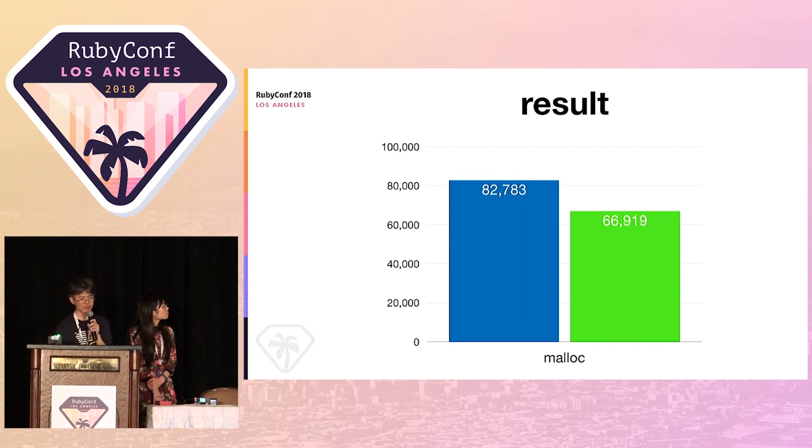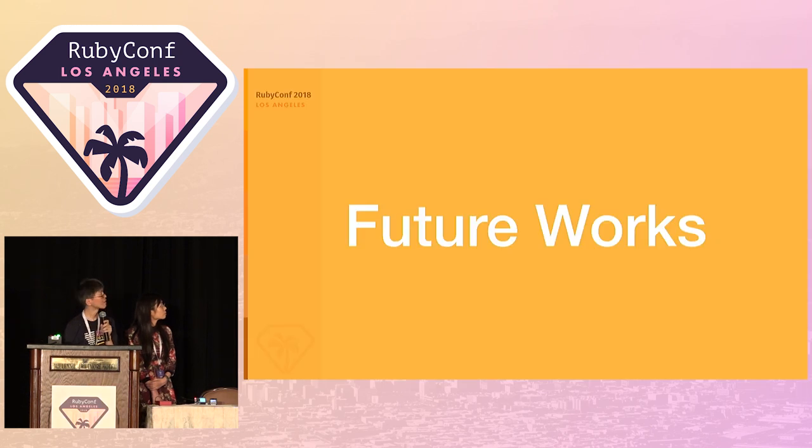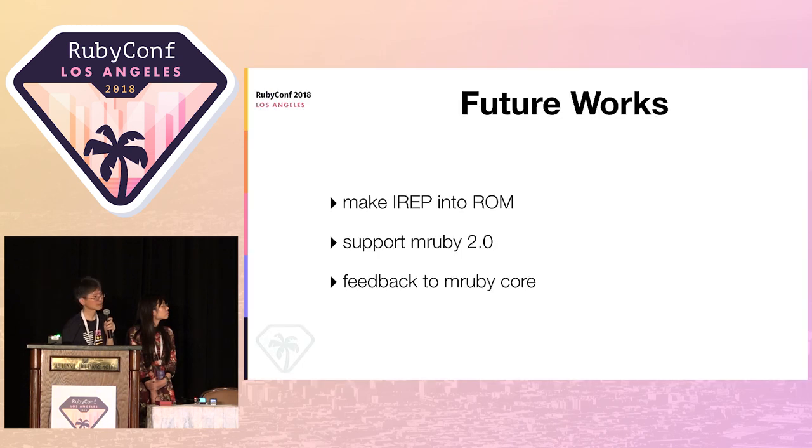Comparing the result of using ROM and not using it, memory usage is reduced by about 20%. However, there are places I have not done yet, so I will try for further improvement. Future works. I will also explain what is currently under development and what we plan to develop later. There are three issues here. Currently, we are trying to put the iseq structure on ROM. In addition, we should support mruby 2.0, explained first. Furthermore, I would like to give feedback to the mruby repository as well.